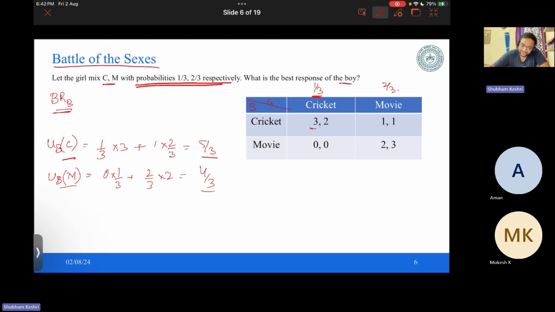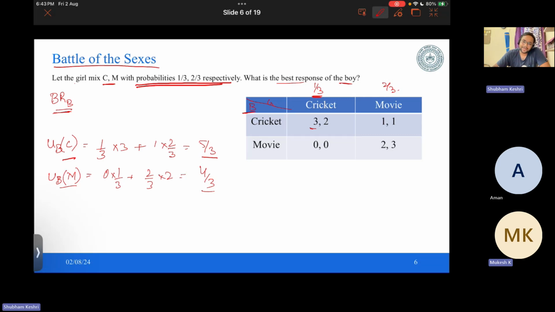So now tell me, what is the best response of the boy? Should he play a pure strategy or a mixed strategy? That is also a question over here, because this best response can also be a probability. You have seen this in mixed strategies, and we'll discuss it after this. He doesn't have a pure dominant strategy over here, so he will have to play a mixed strategy, right? Why should that be the case? That's because when the girl chooses cricket, 3 is greater than 0, and when the girl chooses movie, 2 is greater than 1. So he's not having either cricket or movie as a dominant one.